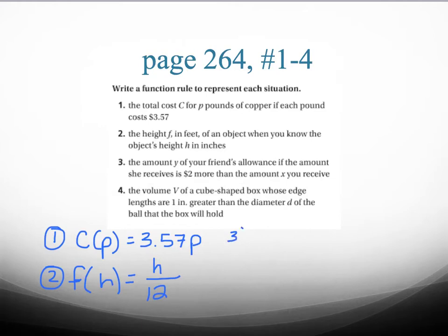3. The amount y of your friend's allowance if the amount she receives is 2 more than the amount you receive. So we could write that y of x. That sounds a little awkward, so I'm not entirely comfortable writing it that way, but I would probably end up changing it to f of x. So I'm wondering if maybe in this circumstance the textbook didn't really intend for us to use function notation all of the time.